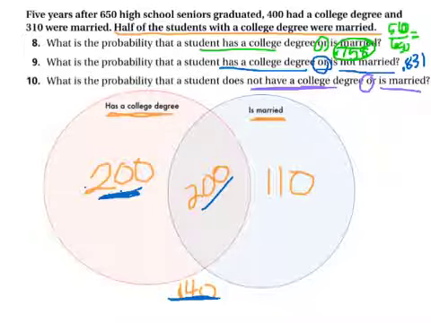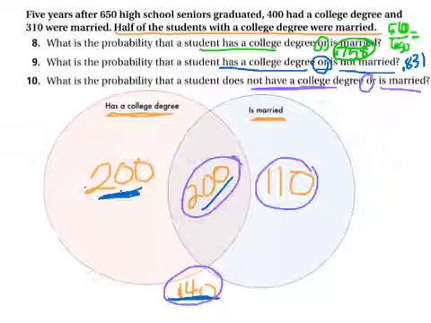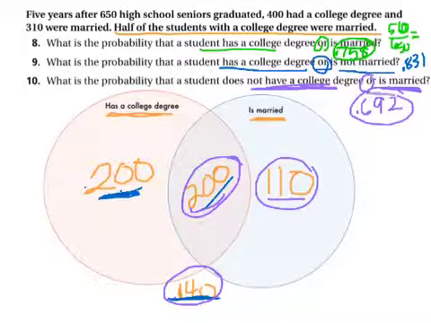Well, these people don't have a college degree, and these people don't have a college degree. Okay, say or is married. So that means we also have to include anybody who's married. These people are married, even though they also have a college degree. We got to just treat these two things separately and just make sure we don't double count anybody. And so that adds up to 200 plus 110, that's 310, 410, 450. So 450 out of 650 is 0.692 for that one. And those are our three answers.